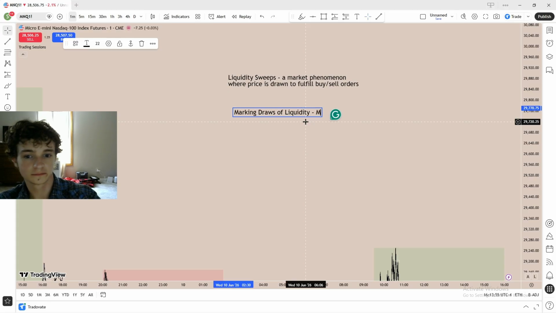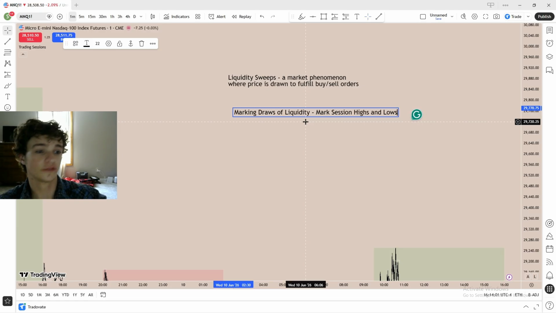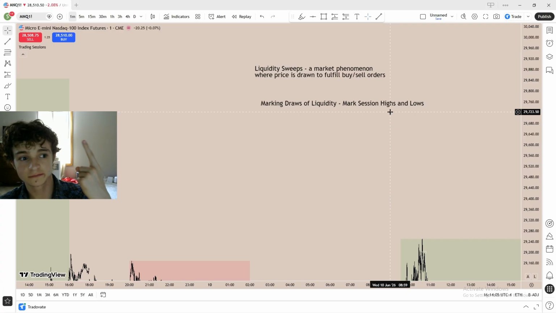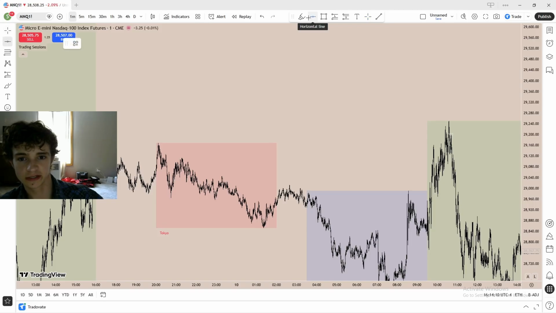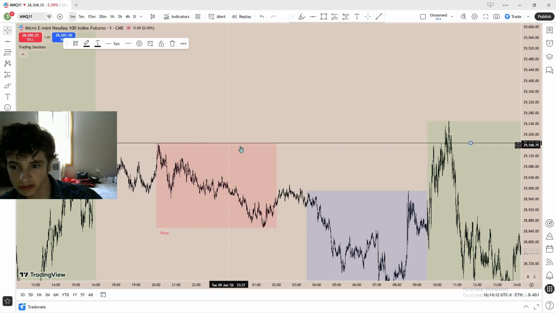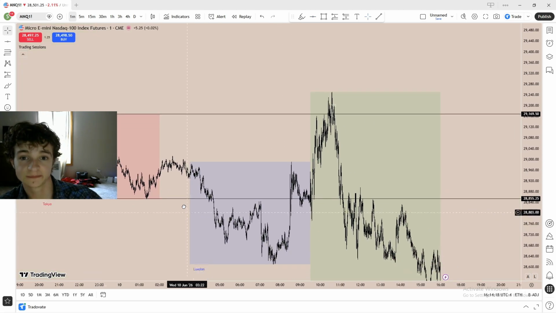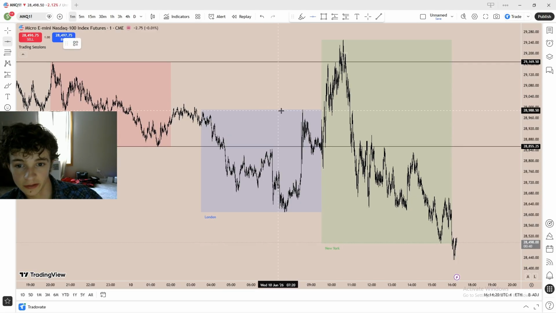So you want to mark session highs and lows. Here, I'll go over each one with you guys. We have the 3 sessions, Asia, London, and then NY. What I like to do is use a little horizontal line, and I literally just mark the high and the low of the session. So the highest point and the lowest point of the session. And then I do it again over here for London.